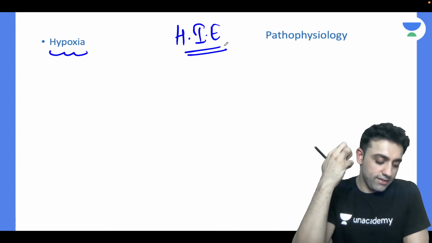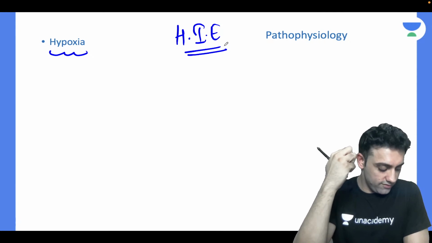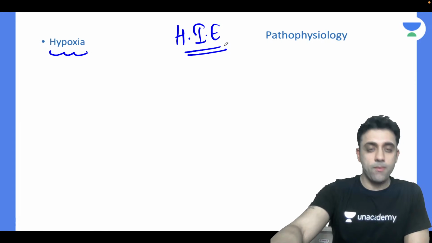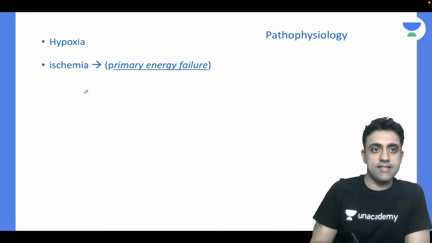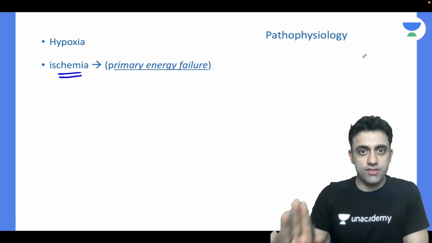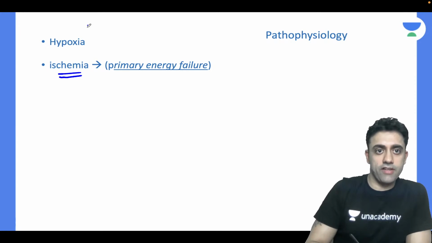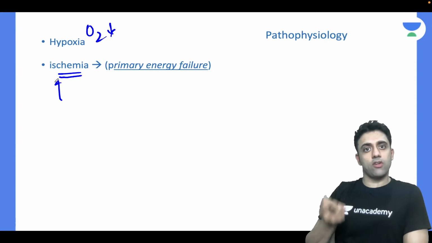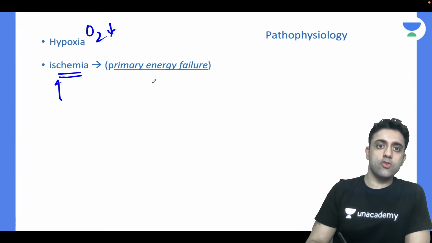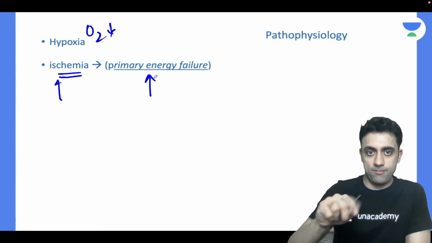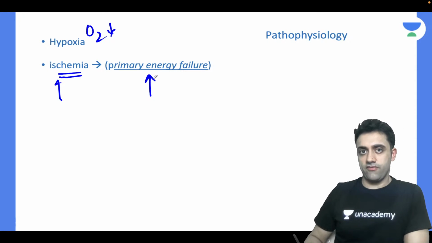Okay, so in the pathophysiology of HIE, whenever there is hypoxia, what happens? There is ischemia, right? Whenever there is hypoxia, there is ischemia, because whenever the oxygen is gone, my tissue will start getting ischemic, because oxygen is not there. So that leads to primary energy failure. See, we have two injuries, okay? Primary energy failure and secondary energy failure.